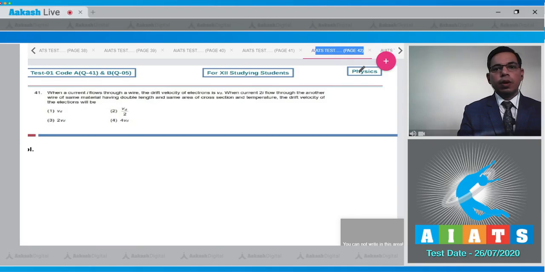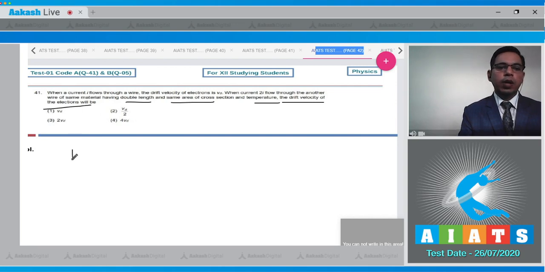Question number 41, which states that when current 2I flows through another wire of the same material having double the length and area of cross section, and the temperature is the same, now the drift velocity of the electrons will be.